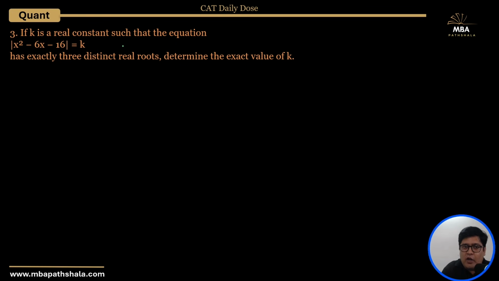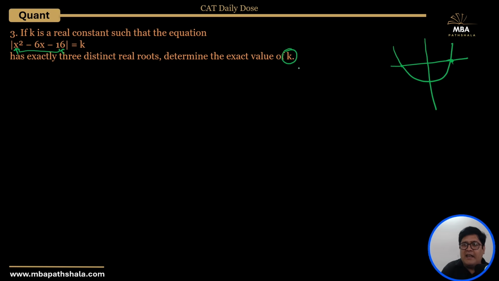K is a real constant such that this equation has 3 distinct real roots. Determine the exact value of K. What is K? Before I go any further, let me tell you about the graph. This is the quadratic graph. This is what a quadratic graph looks like when the roots are real. See, this is positive and this is negative. So one root is positive here and one root is negative here.